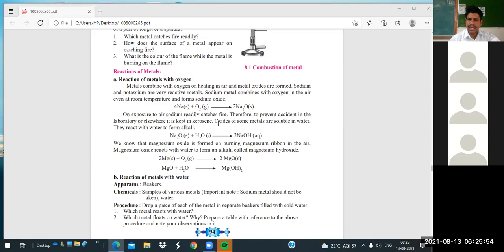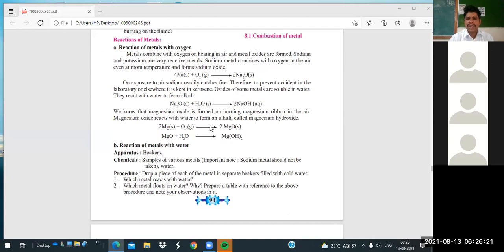Remember that. And they can react with water to form alkali. Alkali means bases. Here you can see this reaction: Na2O plus H2O(l) gives 2NaOH, which is sodium hydroxide. L means liquid, S means solid. Getting it? Yes or no?